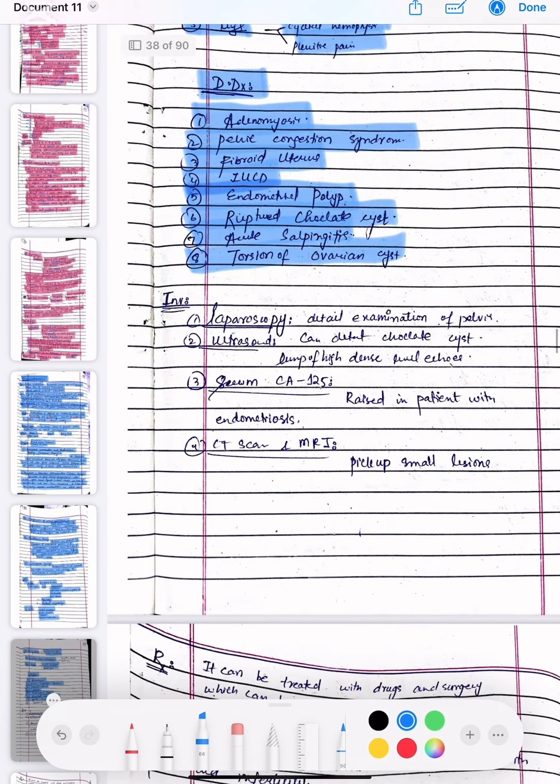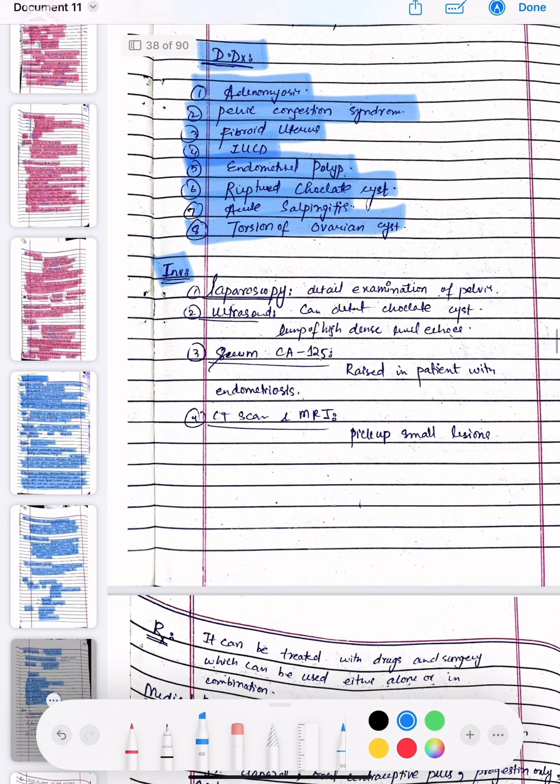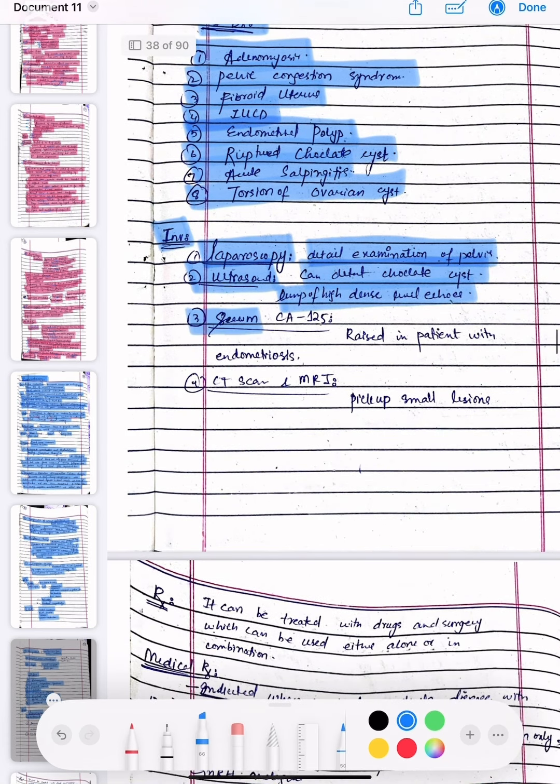The investigation options for endometriosis are laparoscopy, that is the detailed examination of the pelvis, then ultrasound, which can detect the chocolate cyst and lumps of high-density echoes, and serum CA 125, which is raised in patients with endometriosis. CT scan and MRI are done, which pick up the small lesions.